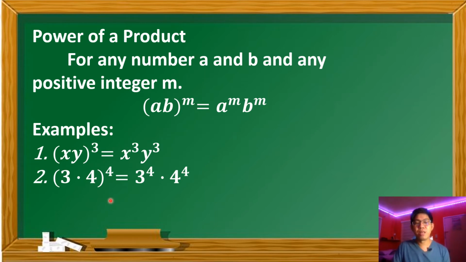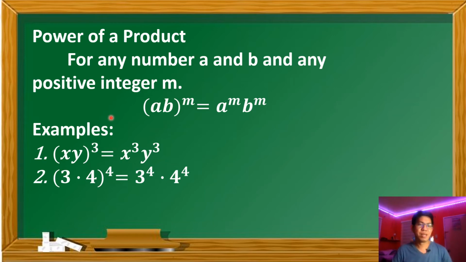Next one is a power of a product. A power of a product states that for any numbers a and b and any positive integer m, the mth power of the quantity ab, or a times b, is equal to a raised to m, b raised to m. Okay, parang sa madaling salita, dinistribute lang yung m. Kasi di ba yung a and b, meron siyang exponent na 1. Okay, so let us have an examples.